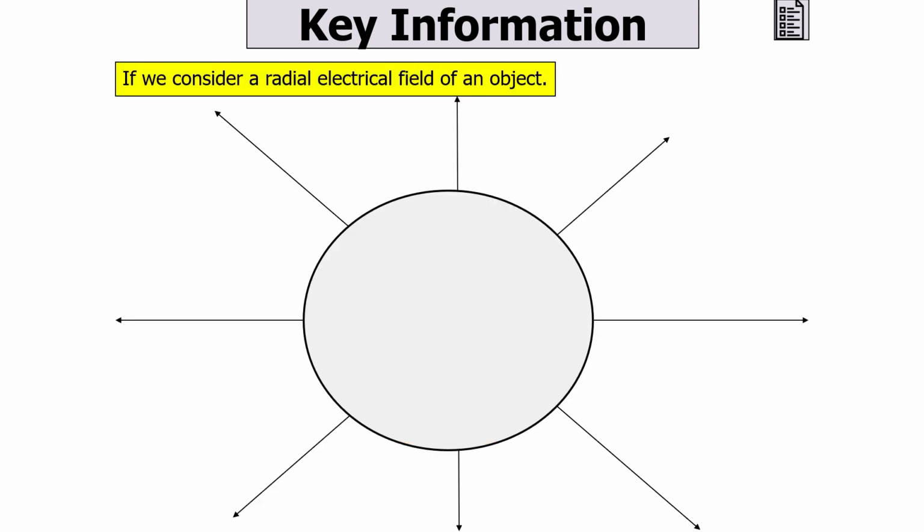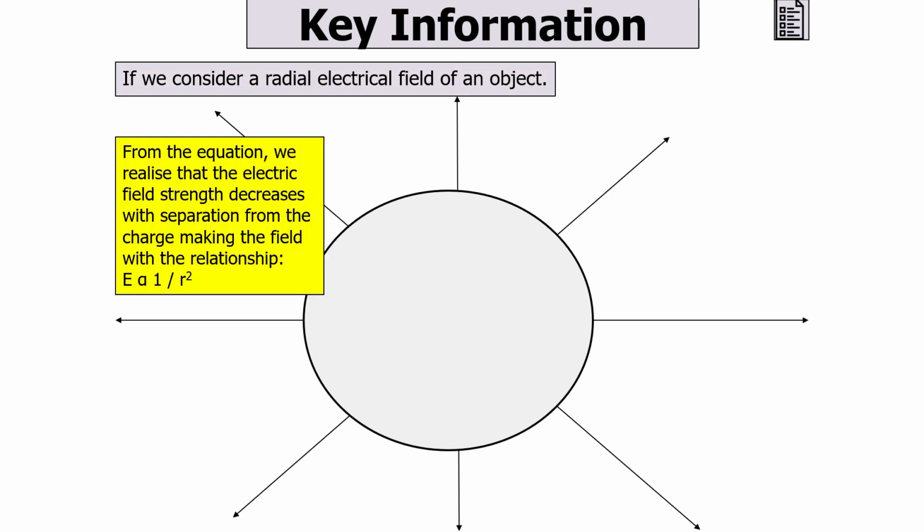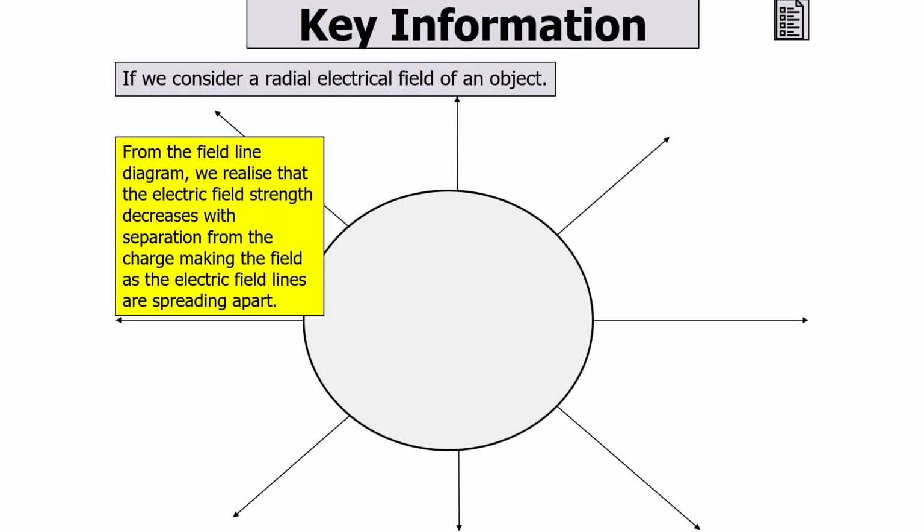So if we consider a radial electrical field of an object, from the equation we realize that the electrical field strength decreases with separation from the charge, with the relationship E is proportional to 1 over r squared. So this is another case of the inverse square law. Now from the field line diagram, we realize that the electrical field strength decreases with separation from the charge, as the electrical field lines are spreading apart, so the field line density is decreasing.